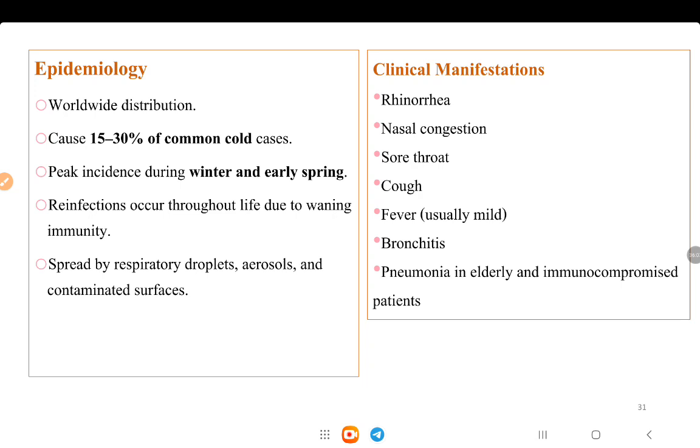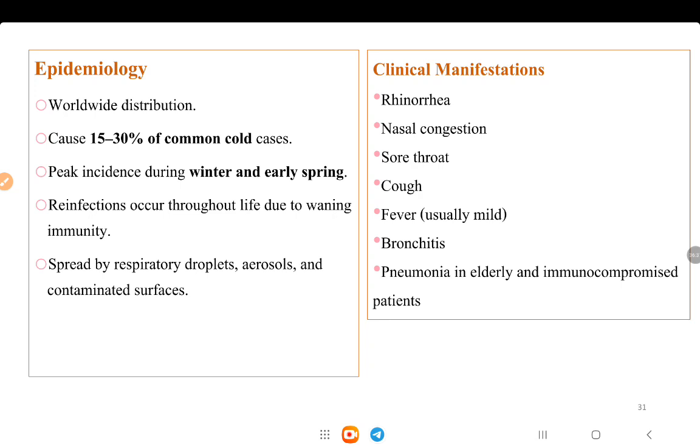Patients usually develop mild symptoms such as runny nose, sore throat, cough, and fever, while severe disease mainly occurs in high risk groups, those who have a defect in the immune system, like the elderly and immunocompromised patients. So, seasonal coronaviruses have a worldwide distribution and are responsible for 15 to 30% of common cold cases around the world, with a high incidence of infection during the winter and early spring.